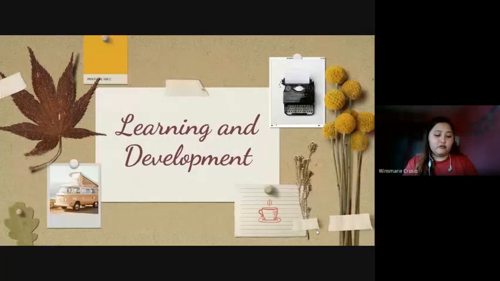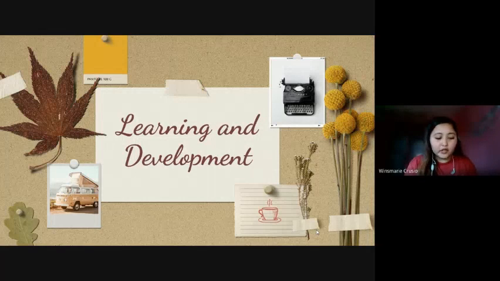Learning and development. In the field of human resource management, learning and development is a field that is concerned with organizational activity and aimed at bettering the performance of individuals and groups in organizational settings. It has been known by several names, including employee development, human resource development, and learning and development.